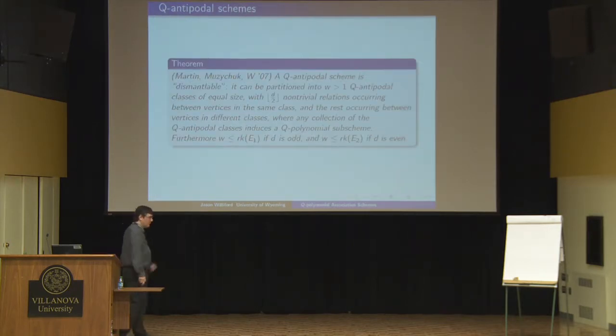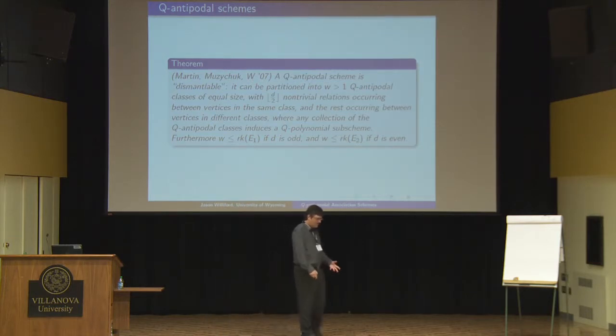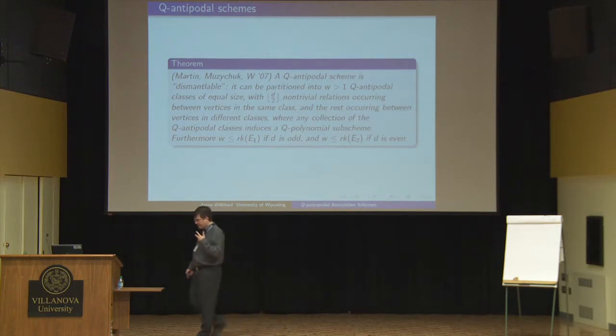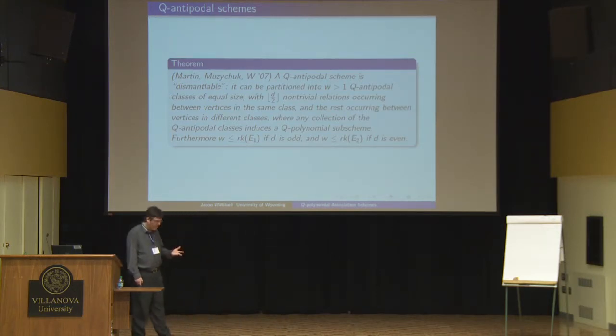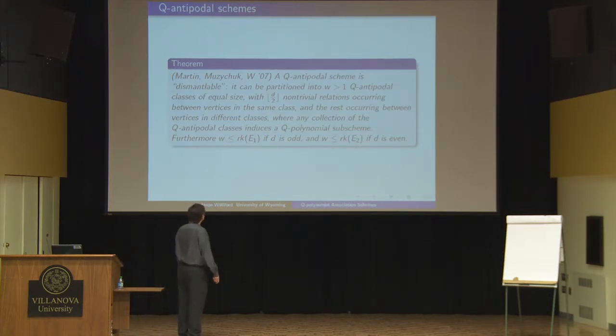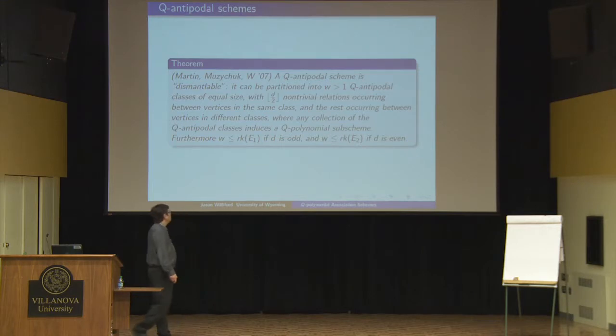So what do these look like? Before I get into more examples, I'll now talk about work that's been done to say something about what Q antipodal and Q bipartite mean. What do these schemes look like? First of all, a Q antipodal scheme has this property that we ended up calling dismantleability.